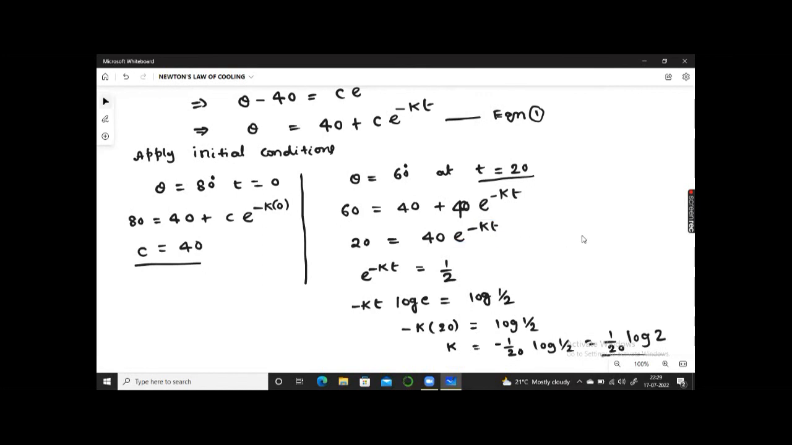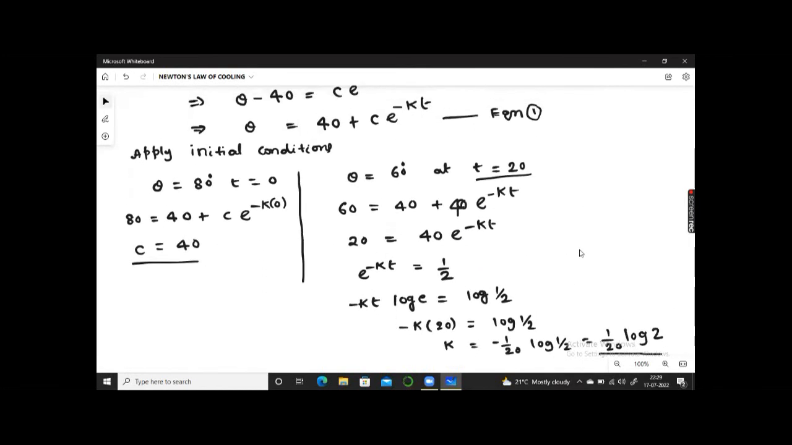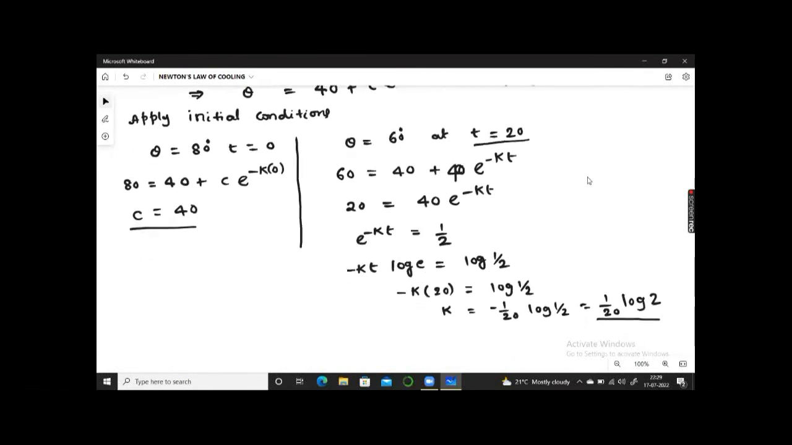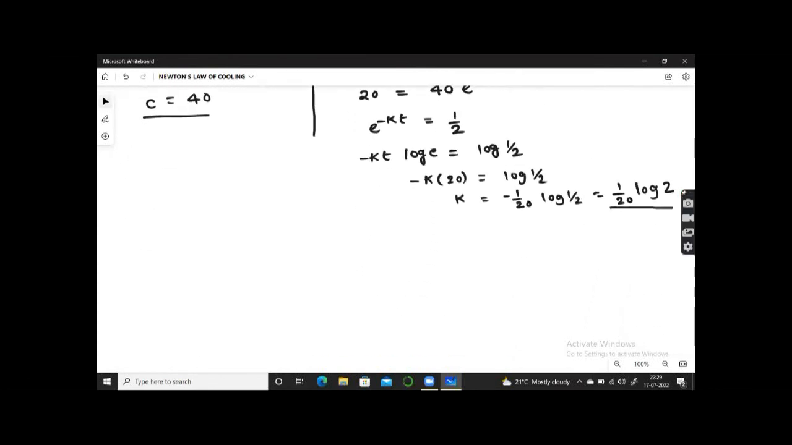Now you know the c value, you know the k value. Now equation 1, you can write theta is equal to 40 plus c into e to the power minus kt. Now equation 1 becomes theta is equal to 40 plus 40 into e to the power minus 1 over 20 log 2 t. That's it. Now this is the new equation. Now in this, all values you know. It means at any value of t, you can find theta.